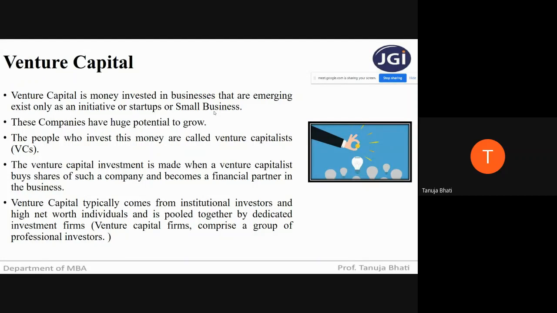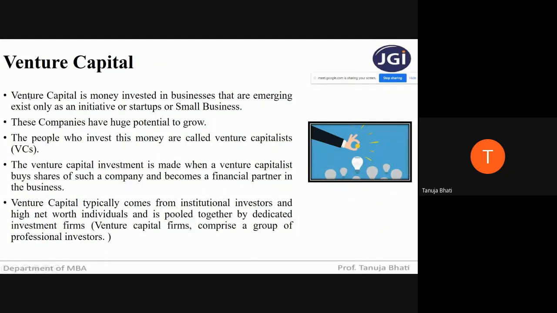So suppose when some startup is being registered, they want some capital. There is a group of people who would like to invest in such companies, and they are called venture capitalists. They will invest only if they know that the company has huge potential to grow. So just remember, venture capital is when a new startup is being registered or is emerging, and the capital is invested by the venture capitalist only when those companies have potential to grow.